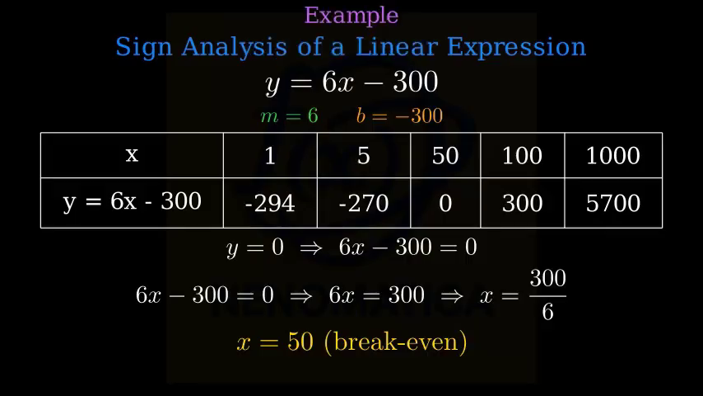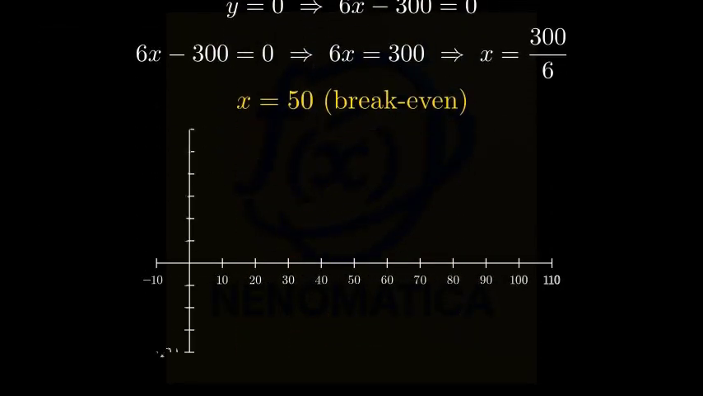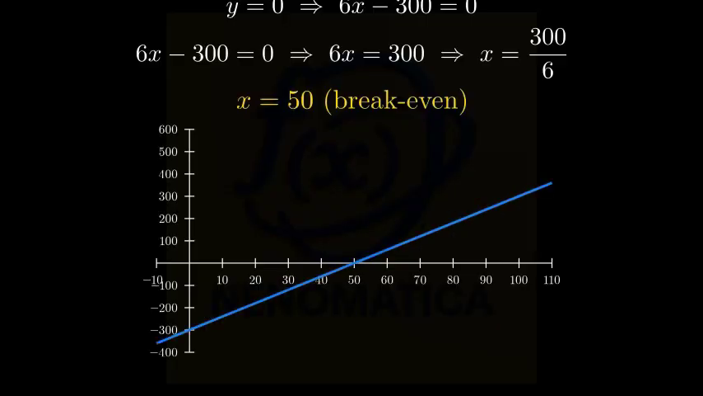A quick graph helps us see the sign. Here are the axes. This line is y equals 6x minus 300. It crosses the y-axis at negative 300 and the x-axis at 50, our break-even point.